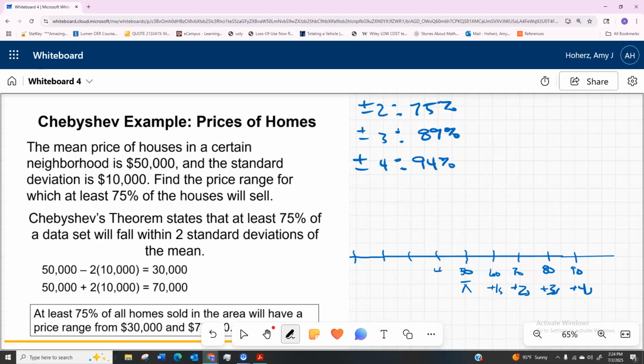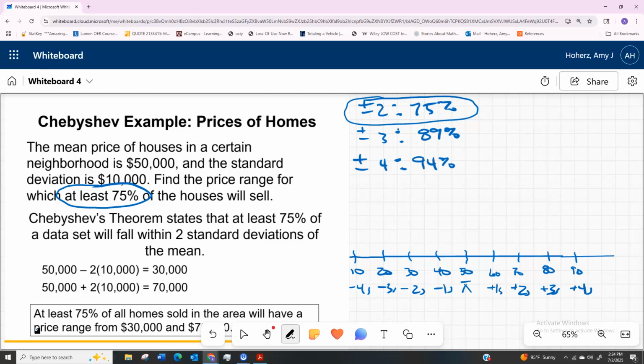So 40,000, 30,000, 20,000, 10,000. And that's minus 1s, minus 2s, minus 3s, minus 4s. Now, the question asked, at least 75%. Well, we need to remember, as I said, if you can just remember these three, that within 1 standard deviation there was 0. That's not going to be helpful. But within 2 standard deviations, that was the 75%. So 75% is within 2 standard deviations.